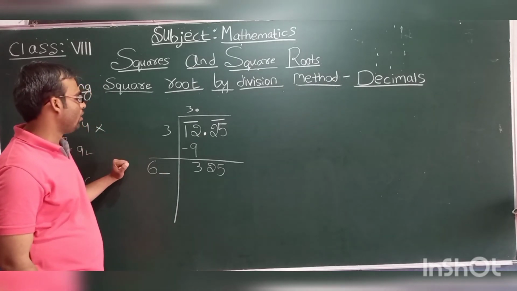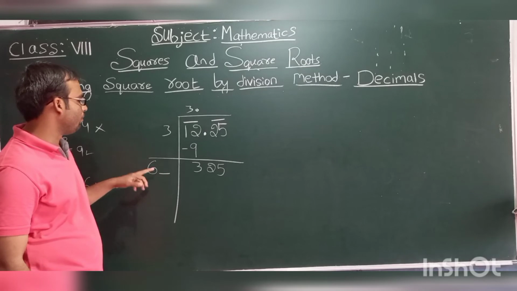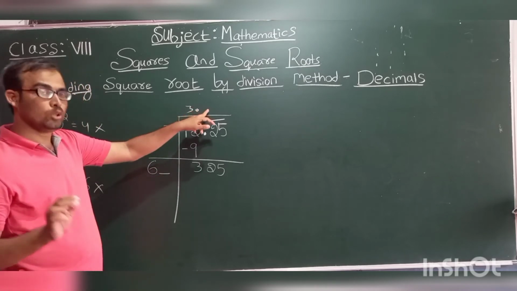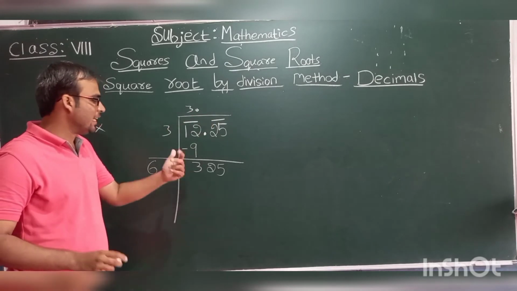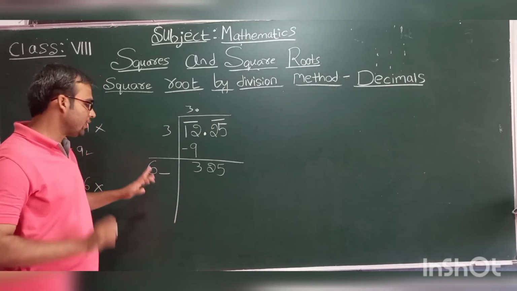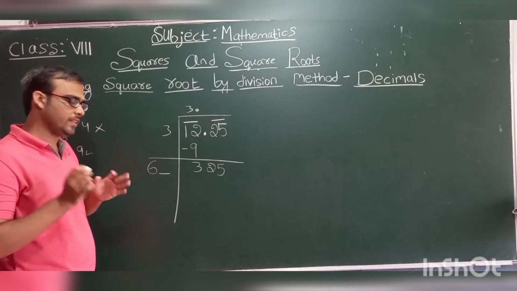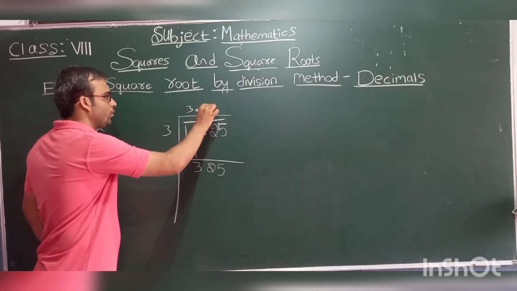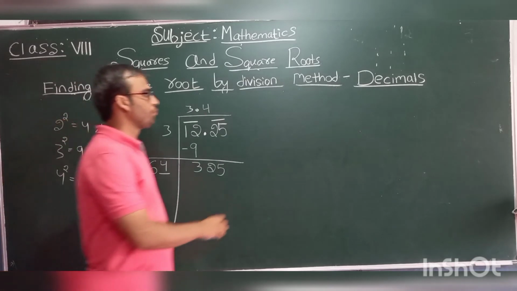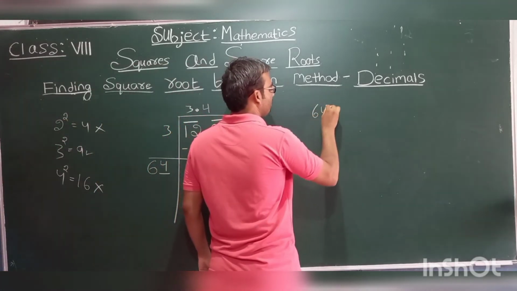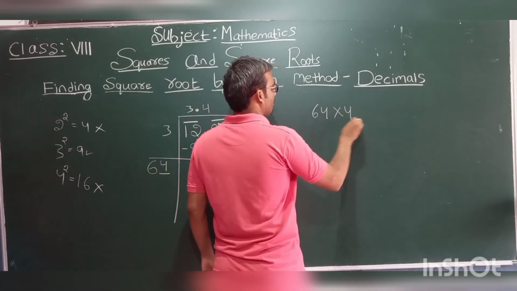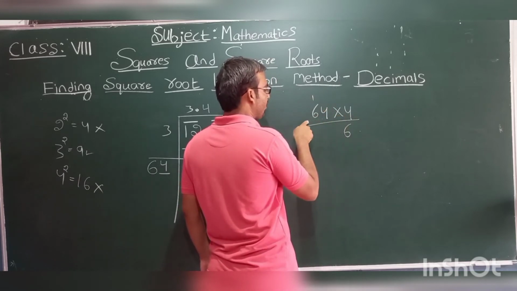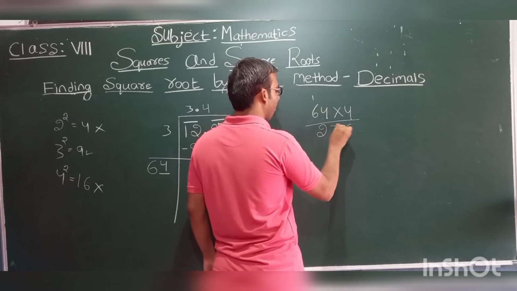Now we need to fill this blank with a digit such that the product of this one and the new digit in the quotient must be equal to 325. Let us fill this blank with 4 first and then see. If we fill this blank with 4, here also we need to put 4.